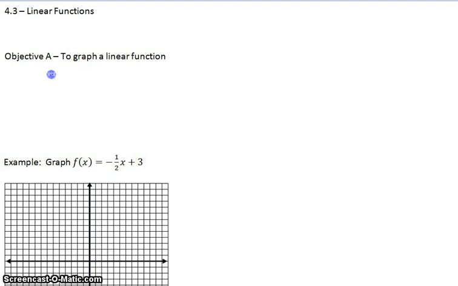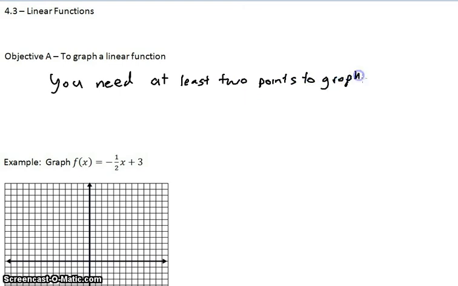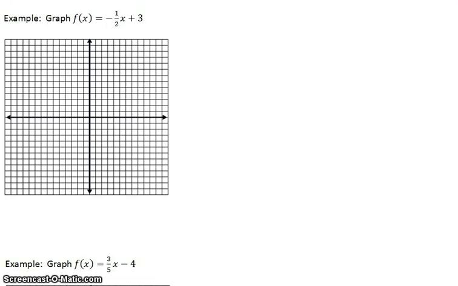at least 2 points to graph a line. Okay, you need at least 2 of them. And anything else after that will be okay. So what we're going to talk about is how you graph 2 points from this and how you connect them and make a straight line. So you need at least 2 points.